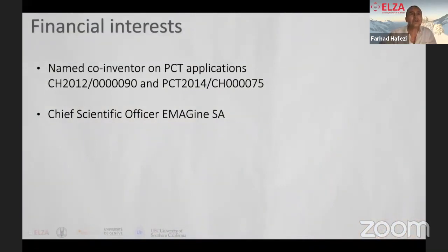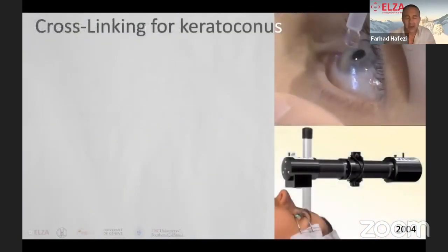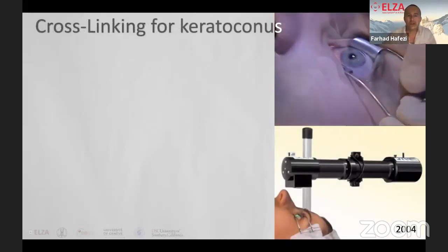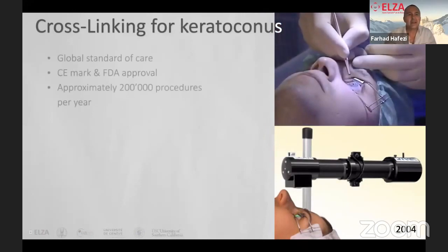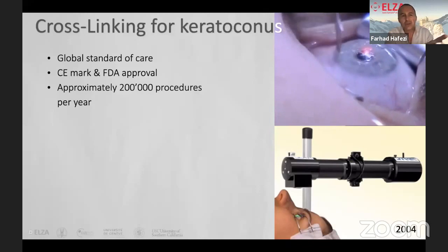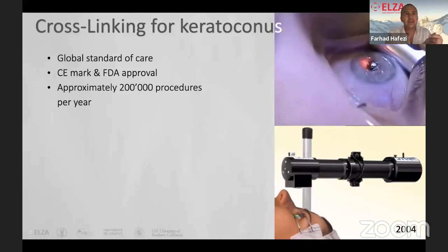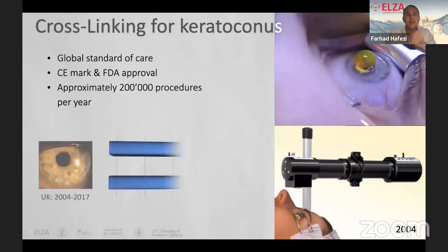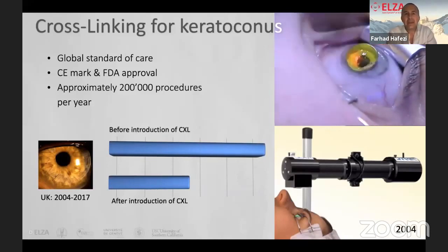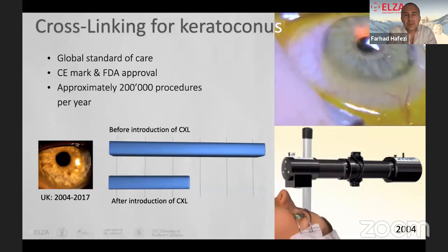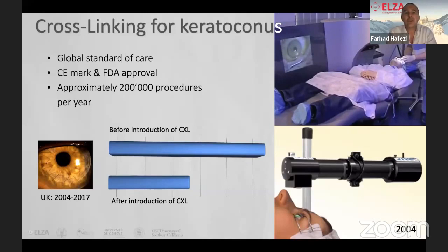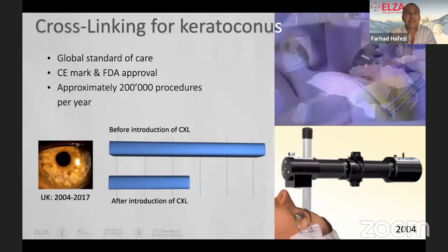Now, if you look at cross-linking for keratoconus, then I'm sure we all agree the keratoconus indication is established. It has become a standard of care. We have CE mark and FDA approval, and a lot of procedures performed every year throughout the entire world. And we also know that ever since cross-linking for keratoconus came up, the number of corneal transplantations has dropped quite drastically in countries that have a central register, like, for example, the UK.